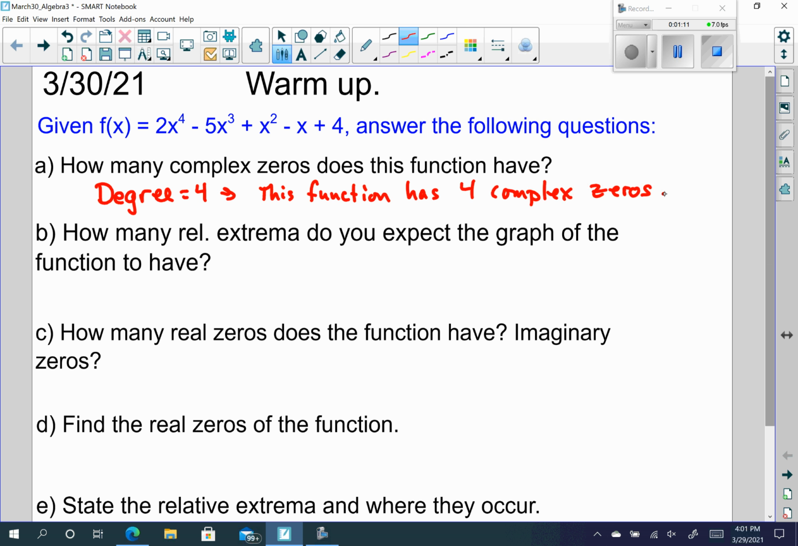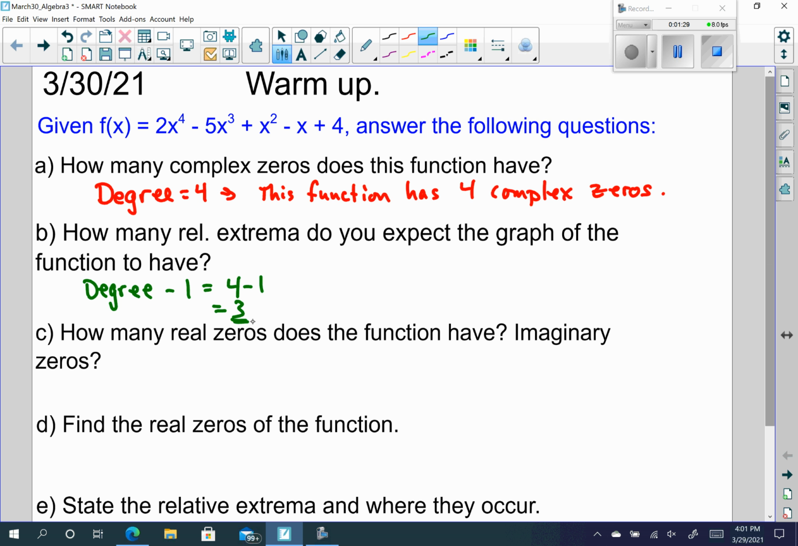How many relative extrema do we expect the graph of the function to have? This is the degree minus 1. So that would give us 4 minus 1, or 3. We would expect 3 relative extrema on the graph.